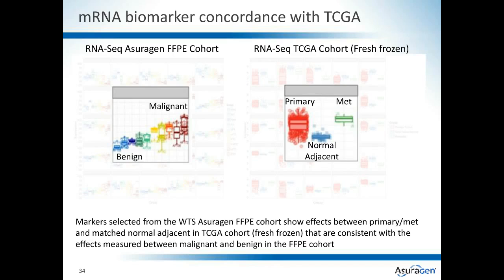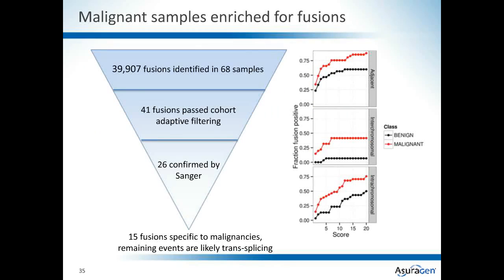Now I want to take a step back and look at a different type of analysis that we apply to whole transcriptome RNAseq with the intent of identifying novel driver fusions. We applied our fusion calling pipeline to the whole transcriptome RNAseq data in this 68 sample cohort and identified a total of roughly 40,000 fusions.